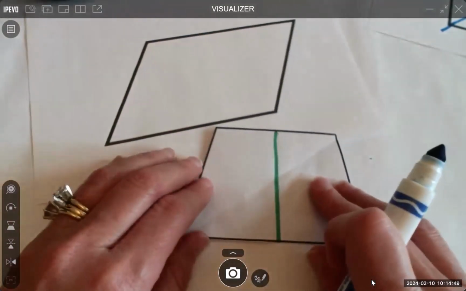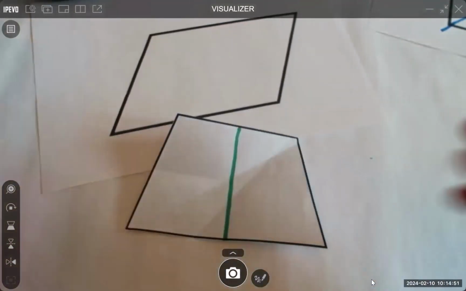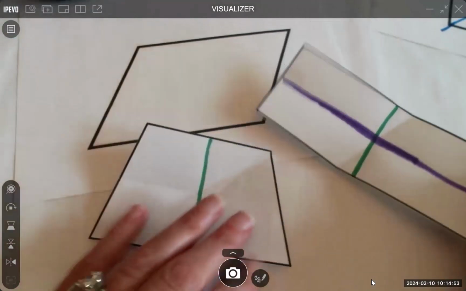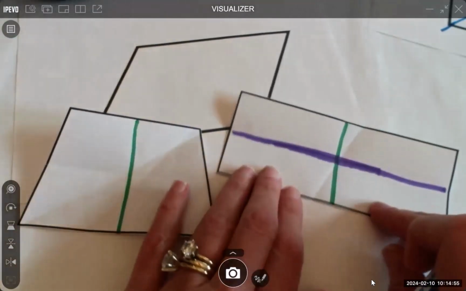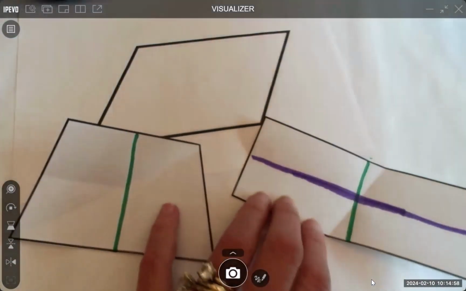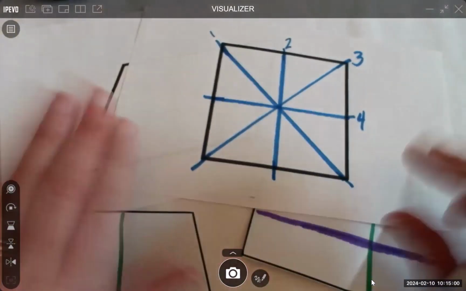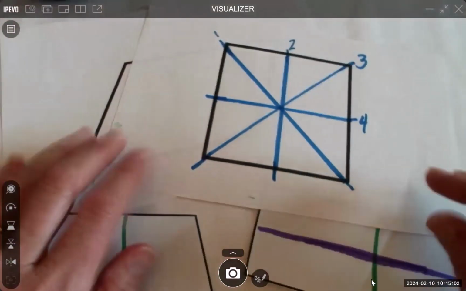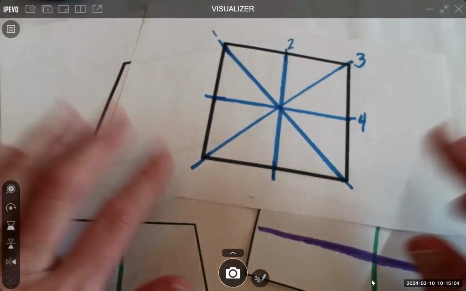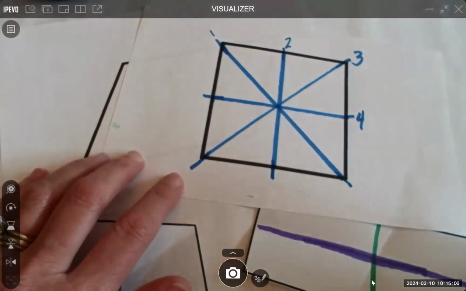Through our folding, we discovered a trapezoid has 1 line of symmetry. We discovered through folding a rectangle has 2 lines of symmetry, and we discovered through our Geo-Mirror that a square has 4 lines of symmetry.